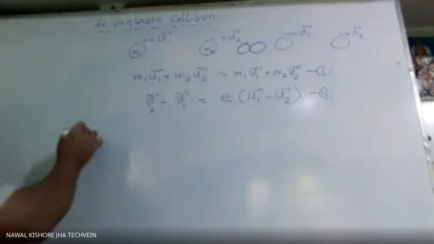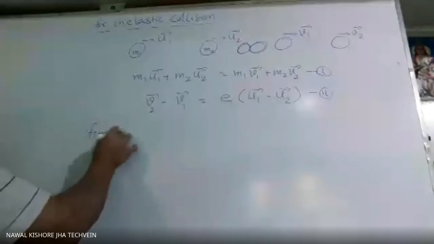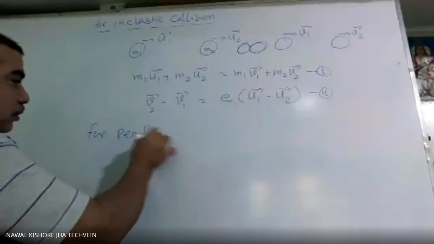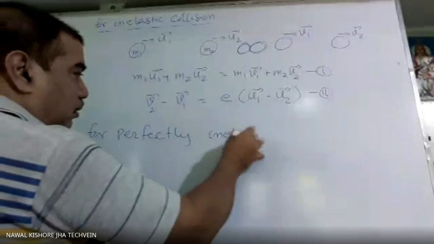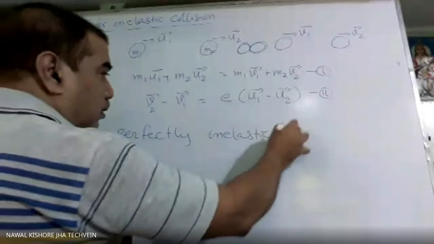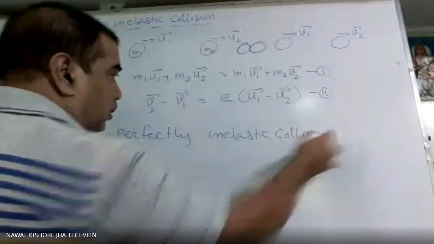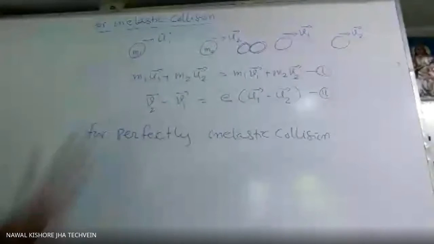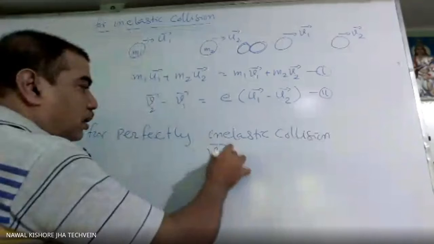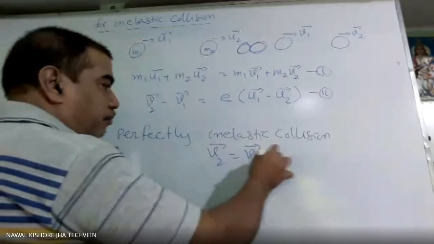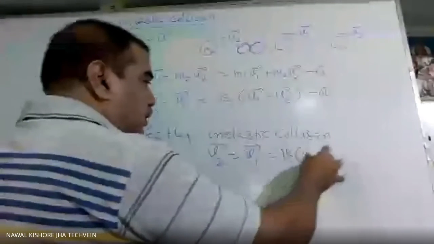For perfectly inelastic collision, what is the relation? In that case, V2 and V1 will be equal. This V2 and V1 will be the same, say this is V.